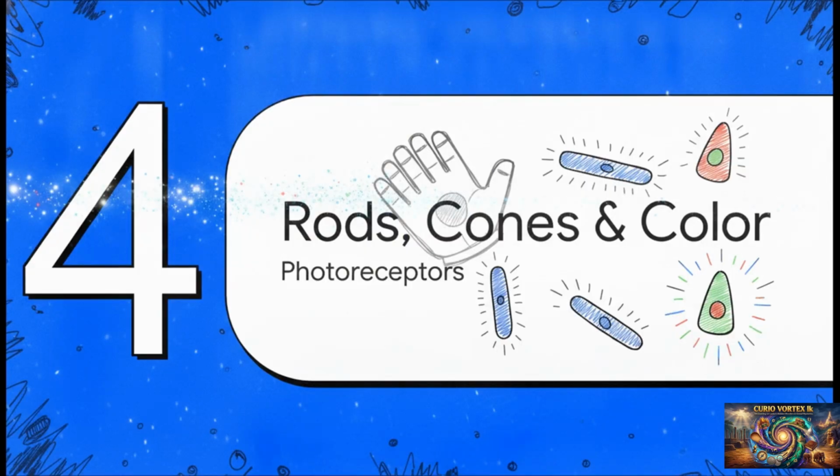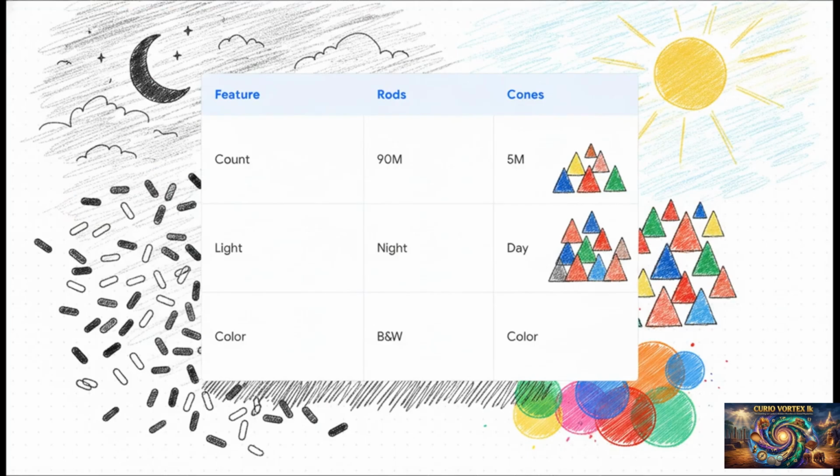Section 4. Rods, cones, and color. But getting back to our photon, when it impacts the retina, what exactly is catching it? Well, it's going to hit one of two highly specialized microscopic catcher's mitts, our photoreceptor cells. These photoreceptors are divided into rods and cones, and they have very, very different jobs.